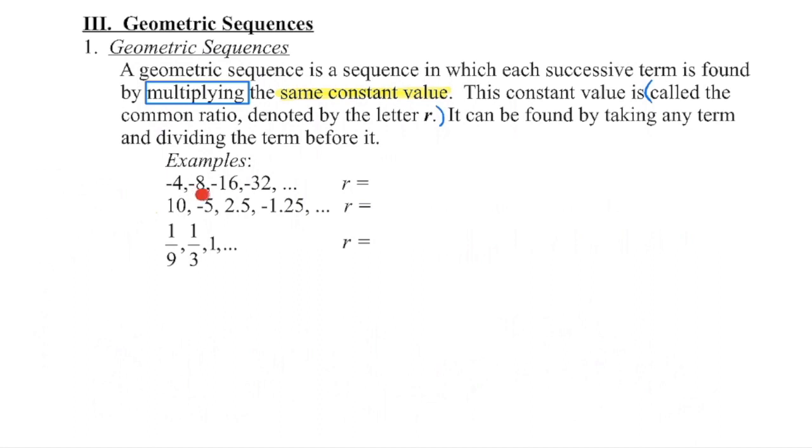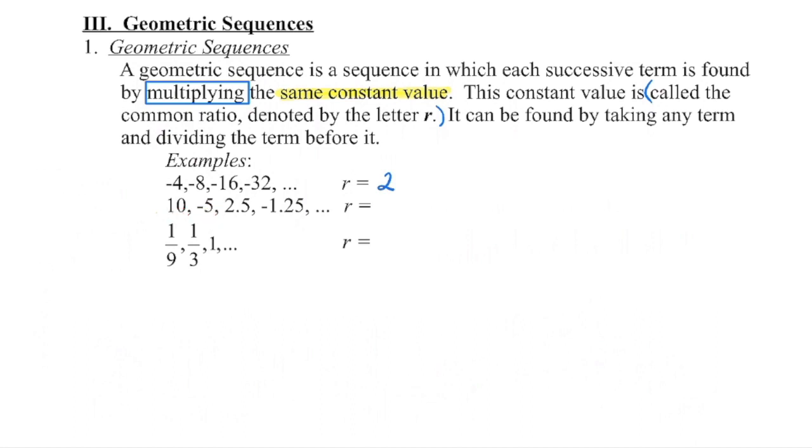So for example, -8 divided by -4 is +2. -4 times 2 is -8, times 2 is -16, times 2 is -32. So the common ratio in that first sequence is 2. Again, what are we multiplying this by to get to this number? If you're not sure, take this number and divide by the one right before it.